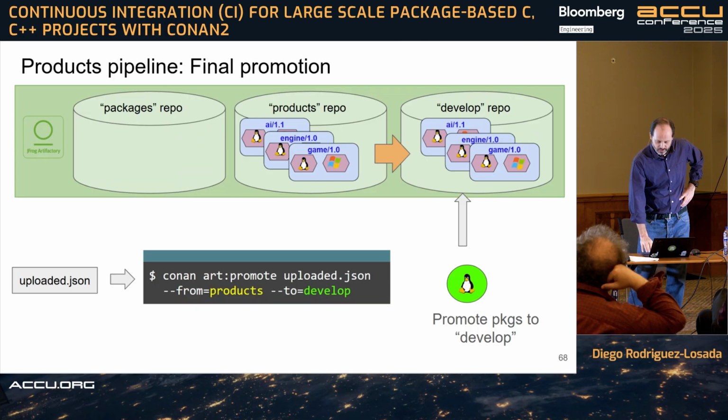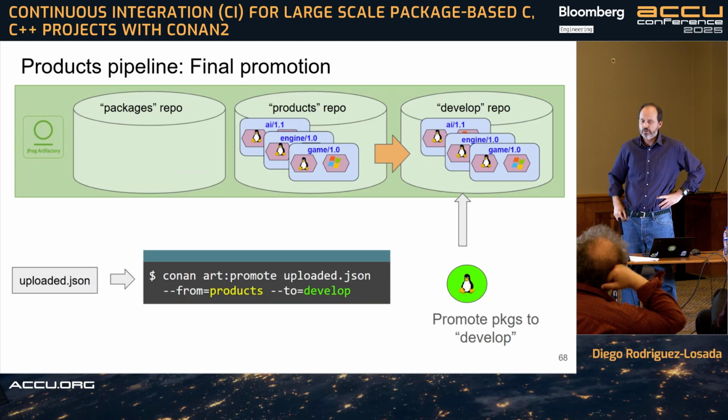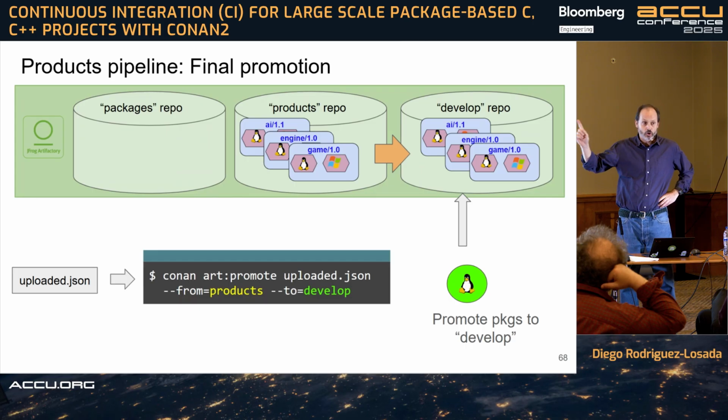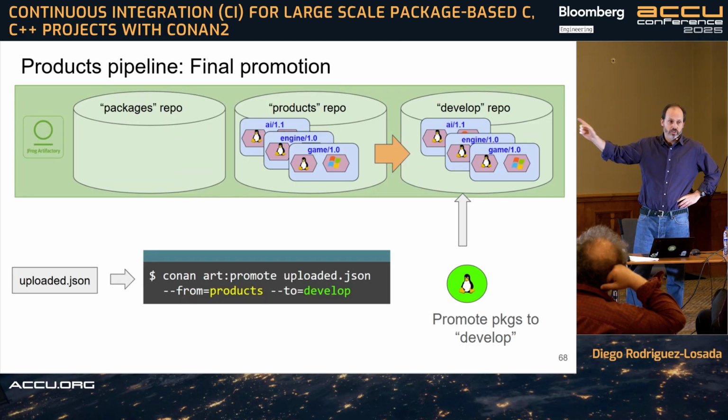So the question here is whether this promote command is atomic. And yes, this very specific one is atomic. This is an Artifactory command, using the Artifactory API, which means if you have the packages in the products repo, you run an API command that says, hey, copy them from the products repo to the developer repo. That's basically a no-op because Artifactory implements file deduplication, which means the actual artifacts are not copied at all, right?